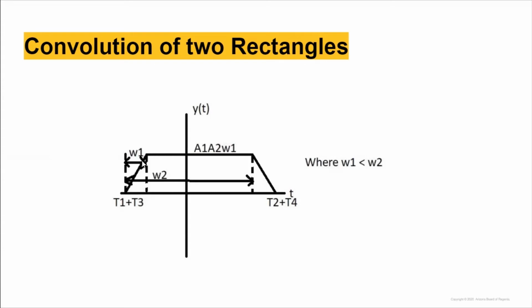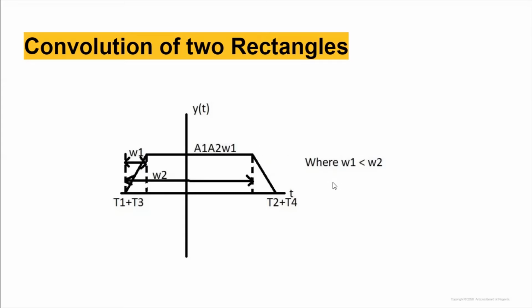Then you take the shorter width, width 1, and there's going to be a triangular slope up to width 1. And then where the next slope starts is going to be width 2. The whole height of the system is just the height of the first one times the height of the second one times the smaller width of the rectangles.